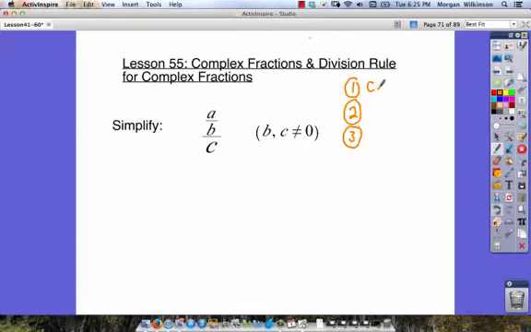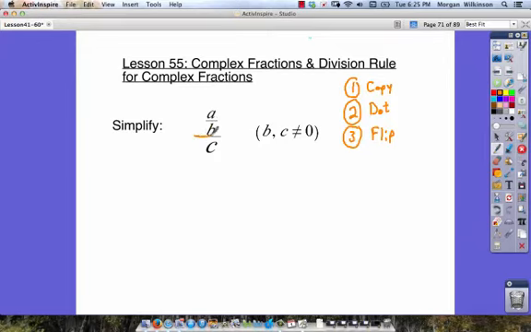Those 3 steps, they're not very complicated. You know them. Copy. Dot. Flip. So the way that we've always worked with fractions is the same way we're going to work with complex fractions when we divide them. So our first problem, a divided by b all over c.